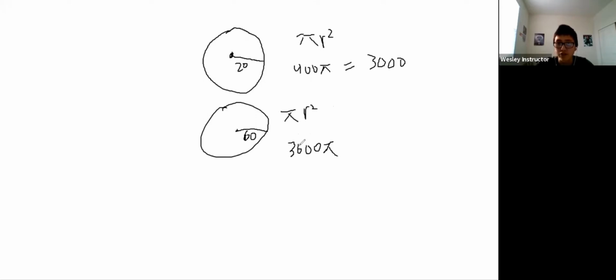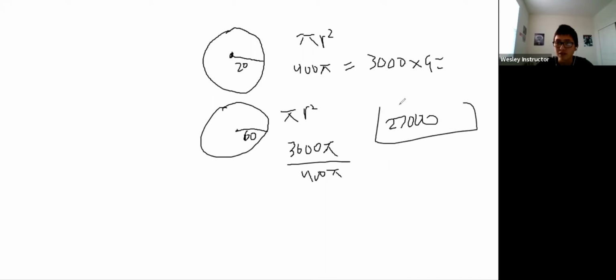Now, if you guys see here, 3,600 pi divided by 400 pi. The pi cancels out, and 3,600 divided by 400 is 9. So the area increases by 9 times. So to find the number of seeds I need for this garden, I just multiply 3,000 by 9. And this equals 27,000 seeds. So I need 27,000 seeds for my new garden.